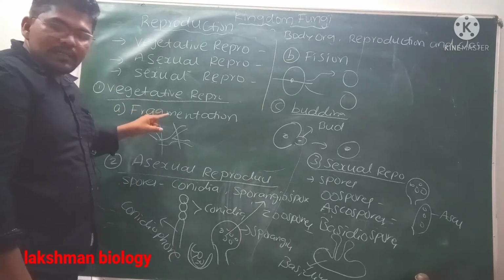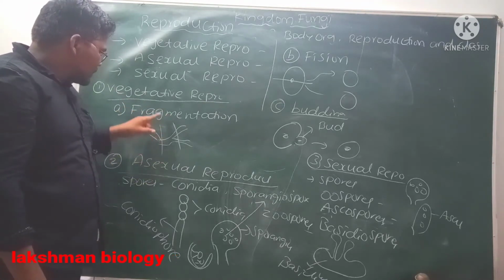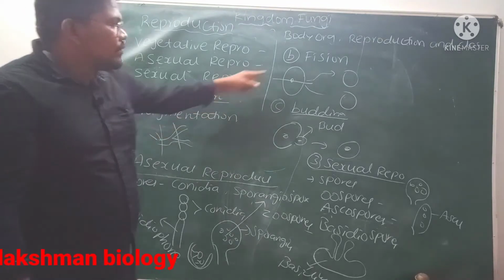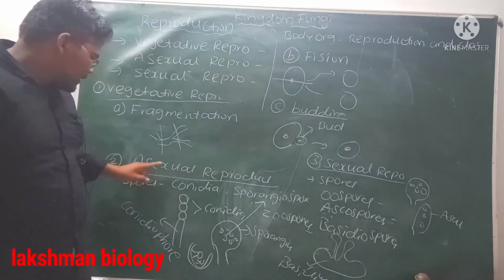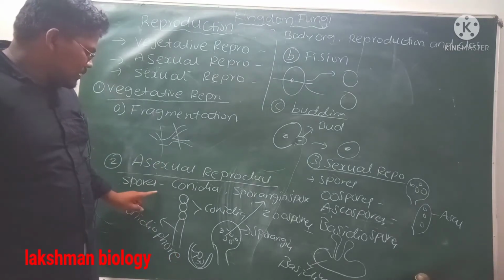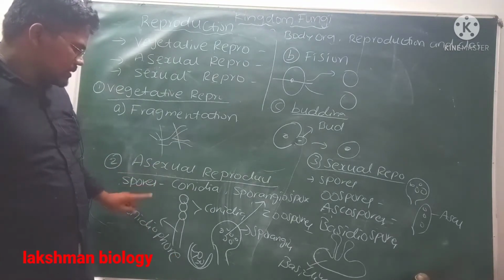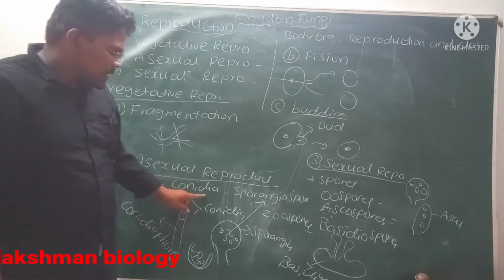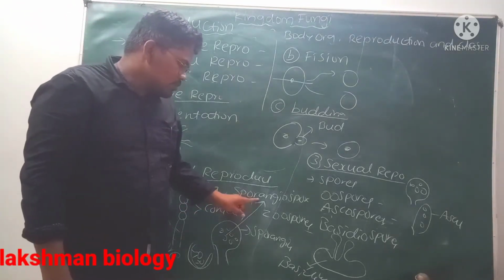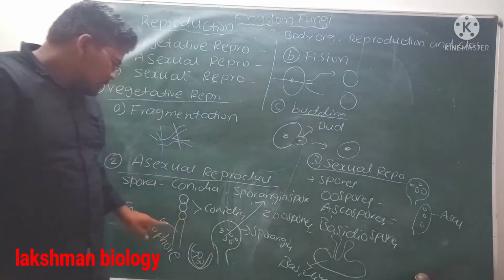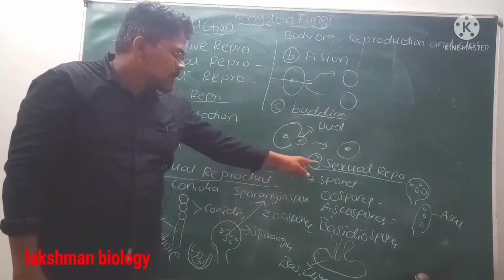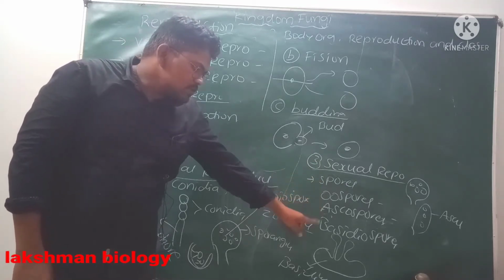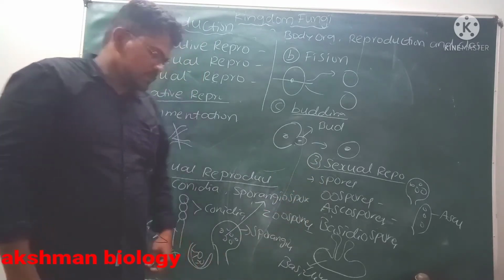Vegetative reproduction occurs by fragmentation. Then after that, fission and budding. Next, asexual reproduction occurs by the formation of spores. The spores of asexual reproduction are conidiospores, sporangiospores, and zoospores. Next, sexual reproduction also occurs by spores, that are oospores, ascospores, and basidiospores.